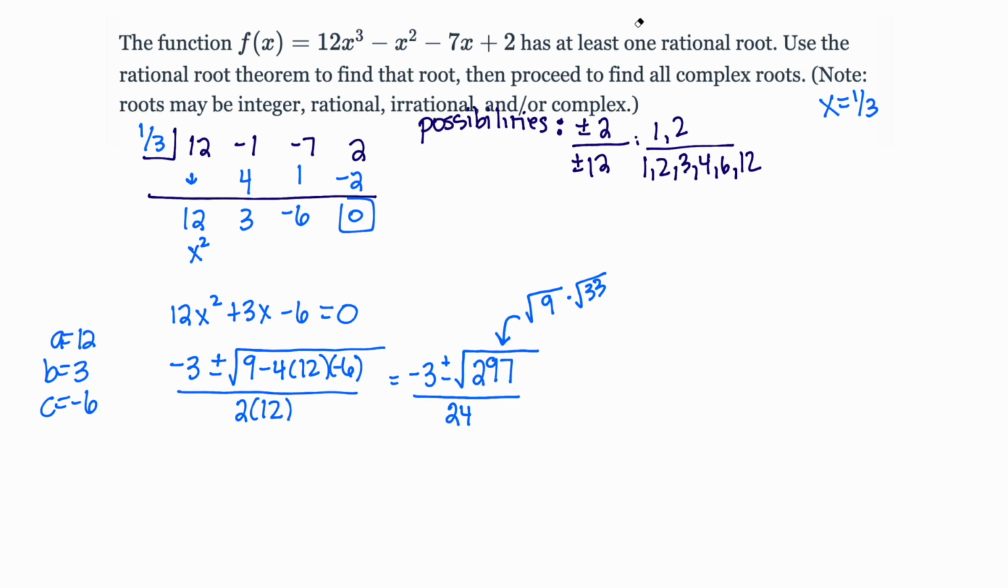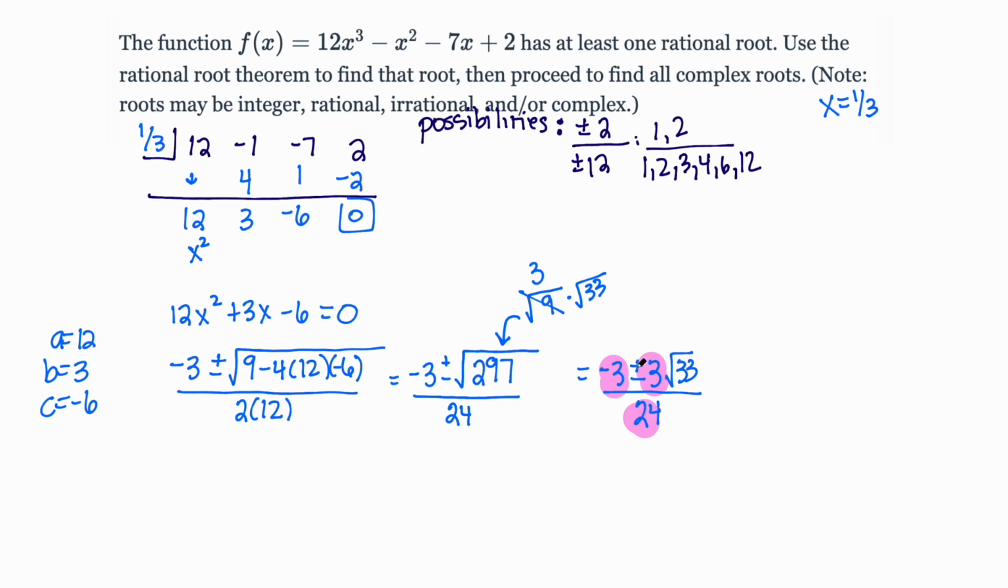And so I started with 9. I divided this by 9 and I got 33. So I know that this is the square root of 9 times 33. Therefore, I'm going to rewrite this as negative 3 plus or minus the square root of 9, which is the number 3, and I'm left with the square root of 33 all over 24. Now, the 3 and 24 don't go under the square root because that number is trapped.